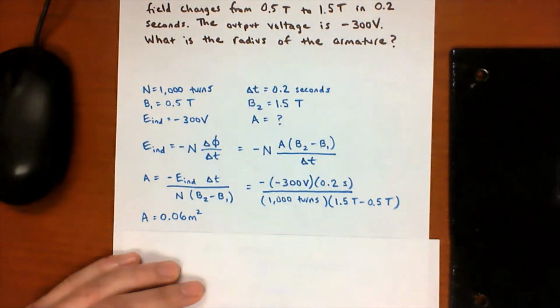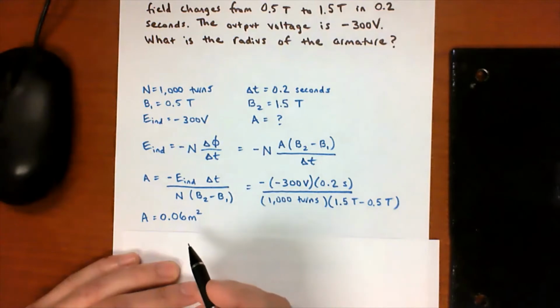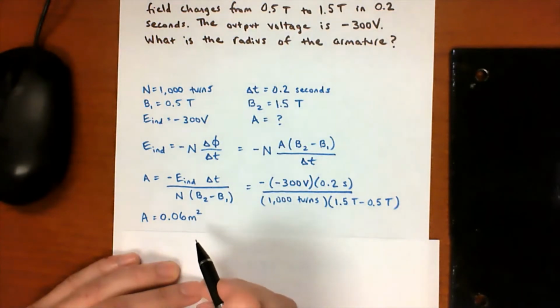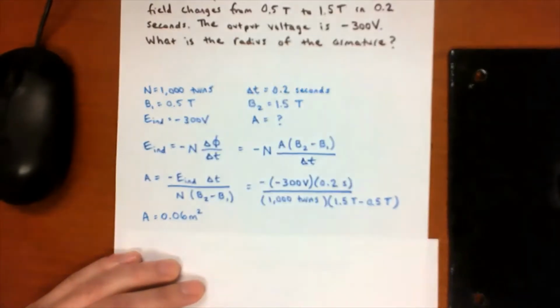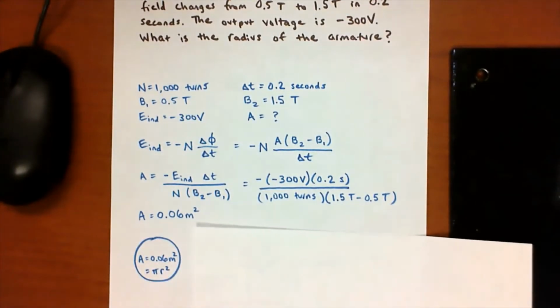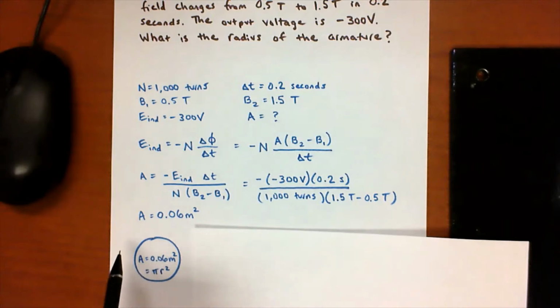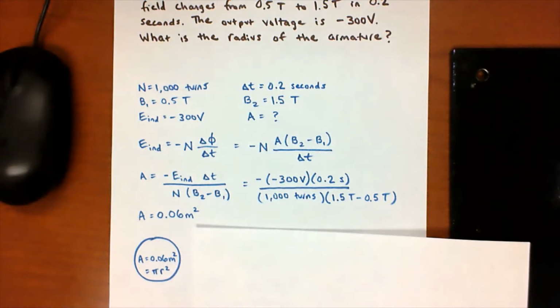Now, that's not quite the answer, so we're not done yet. That might be the hard part, or at least the part that requires the most algebra, but it's not the end because it asks for the radius of the armature. So here's what we got so far. We know that we have this circle, this circular armature, and we know the area of that circle is 0.06 meters squared. We also know that the area of a circle is pi r squared.